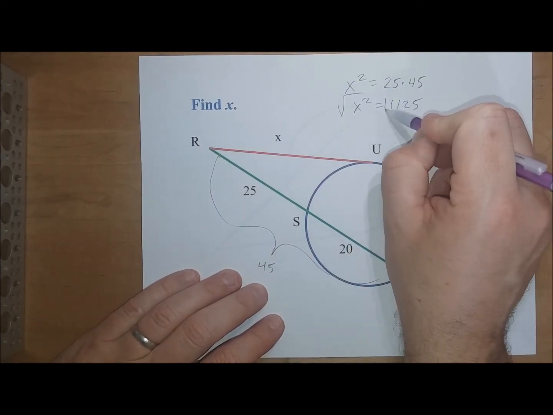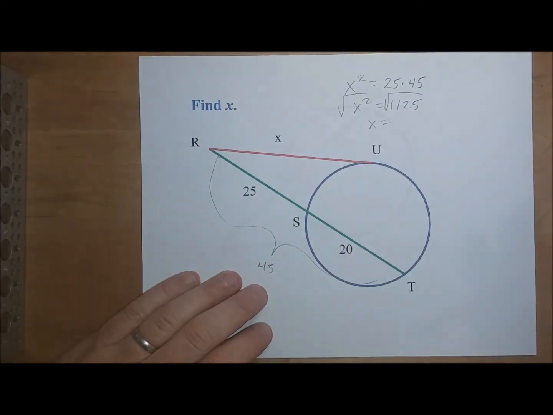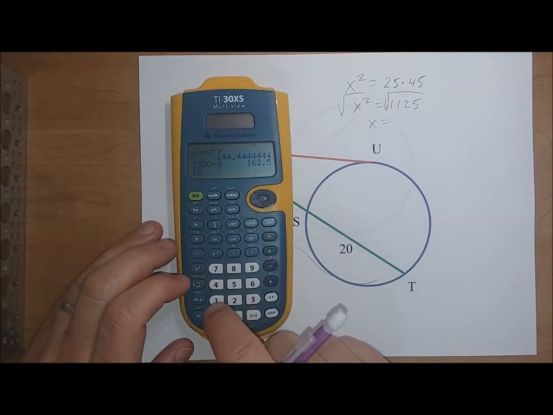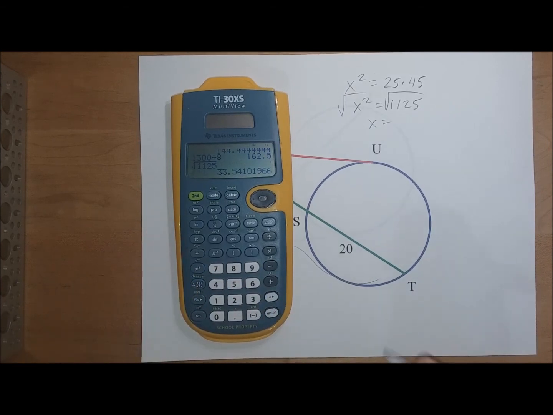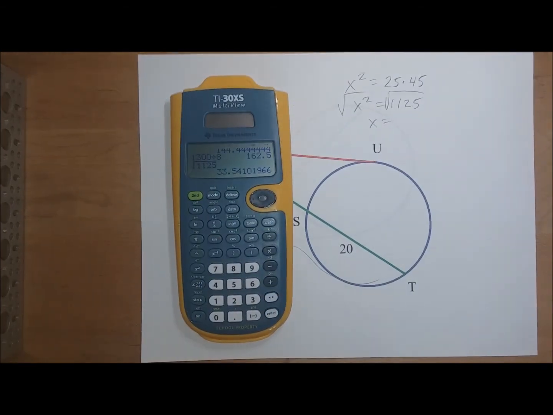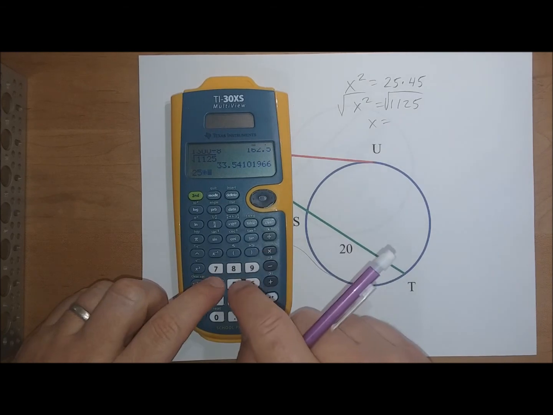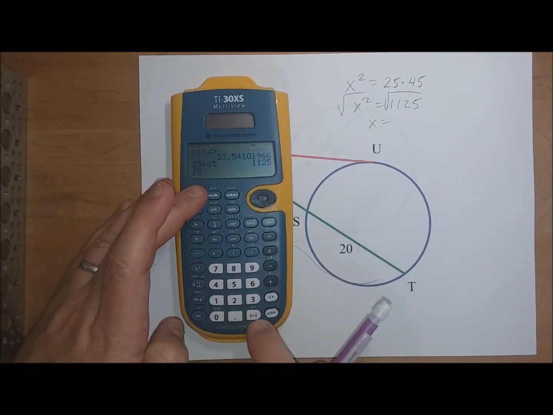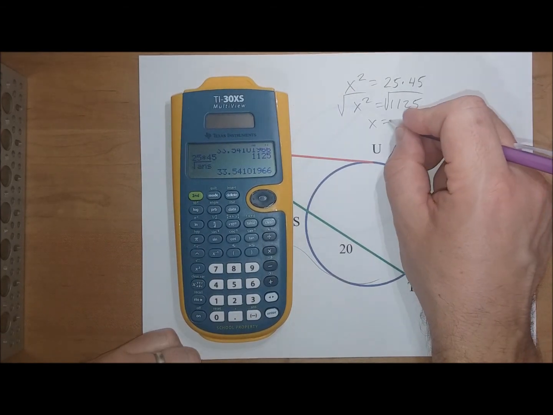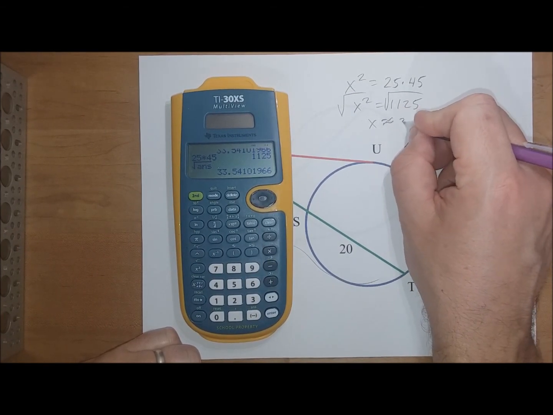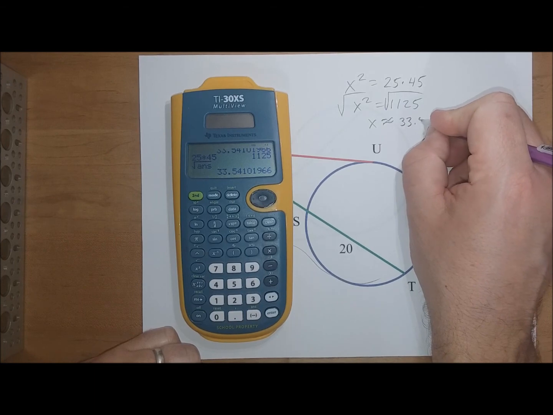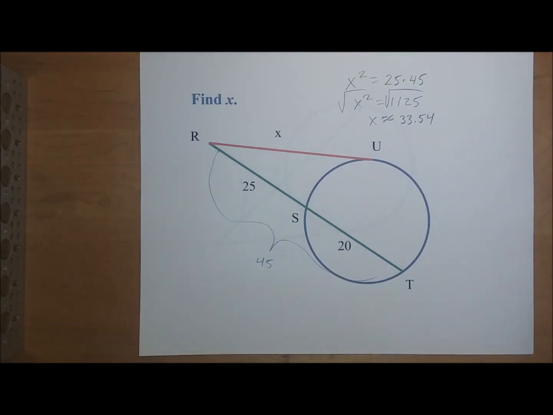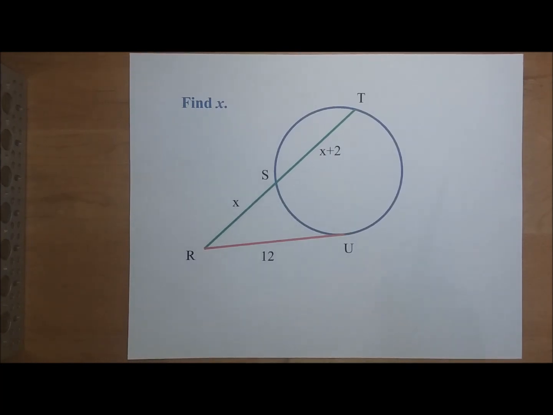We can simply take the square root of both sides. And we get x equals the square root of 1,125. We get 33.5. Is that right? 25 times 45, 1125, yep, square root. So we get x equals approximately 33.54. That's what we'll call it. Good. All right, let's try one more of those.